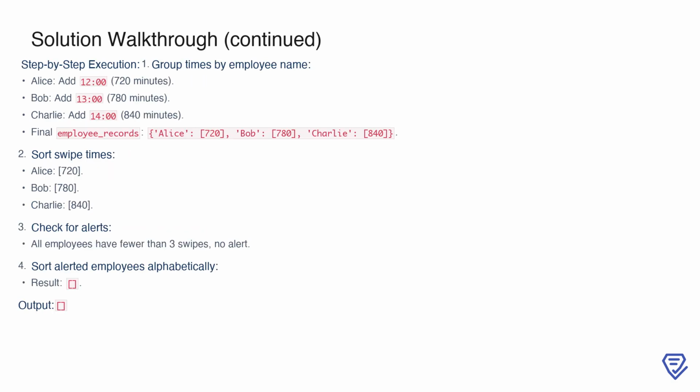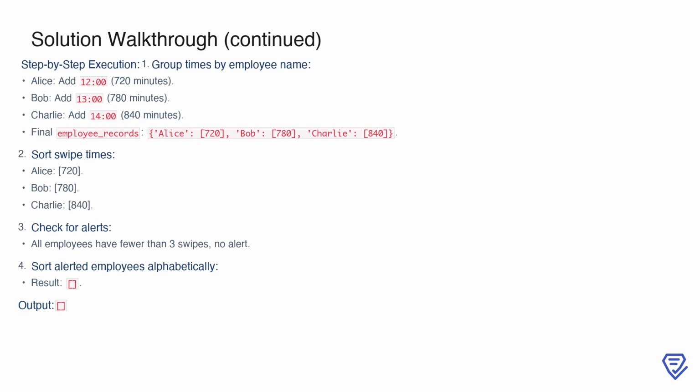Now let's analyze another example where there are no alerts. Here, the input indicates that Alice swiped her card at 12:00, Bob at 13:00, and Charlie at 14:00. First, we group the swipe times for each employee. Alice has 1 swipe at 720 minutes, Bob at 780 minutes, and Charlie at 840 minutes. After grouping, we sort the swipe times, but since each employee has only 1 swipe, their sorted times remain the same: Alice with 720, Bob with 780, and Charlie with 840.